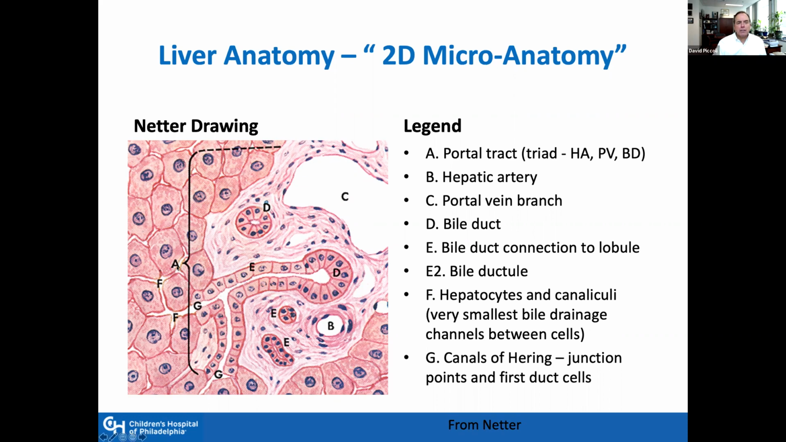And they're connected to these sheets or plates of cells where these cells secrete into canaliculi amounts of bile and a number of other things that are carried in bile. And then they're conducted through canals of Herring and into the ducts, and then down through a tree of ducts to finally get to the common duct and to the gallbladder.